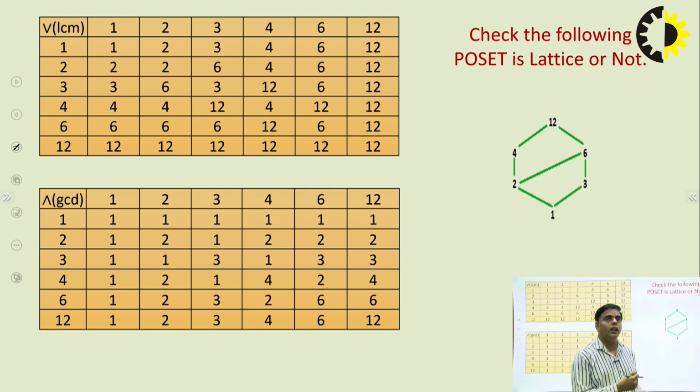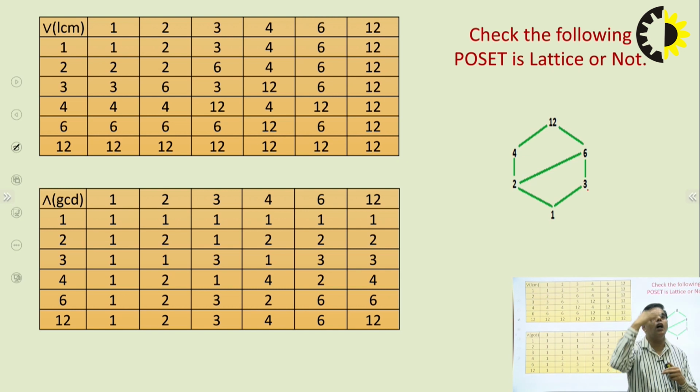Again, we are considering another example, and you can see this is the set, made on the relation of divisibility. It is very clear that 1 can divide 2, 2 can divide 4, 2 can divide 12, 4 can divide 12, 1 can divide 3, 3 can divide 6, and 6 can divide 12. So each pair is such that the lower element divides the upper element, whenever you compare two elements.